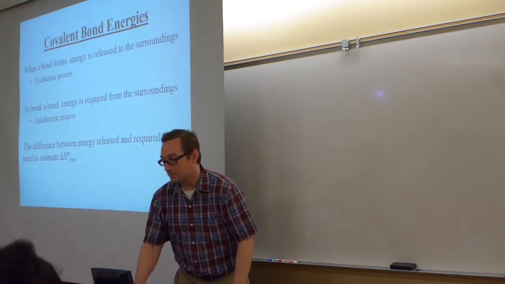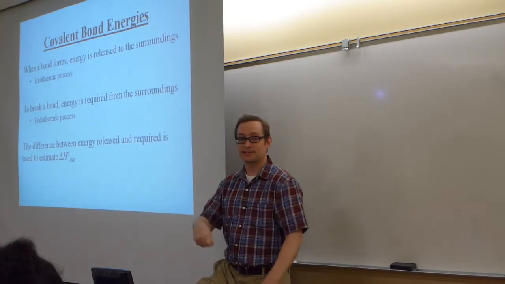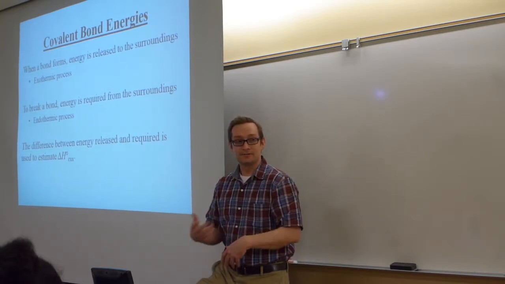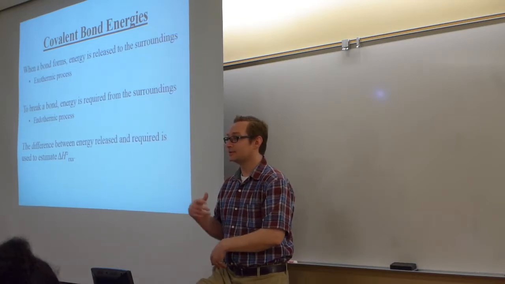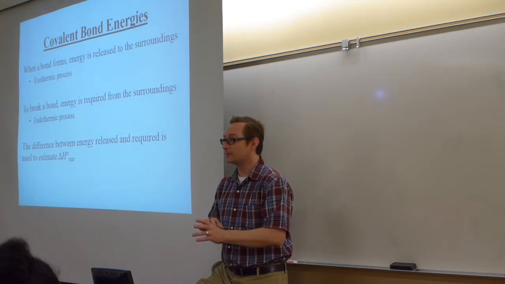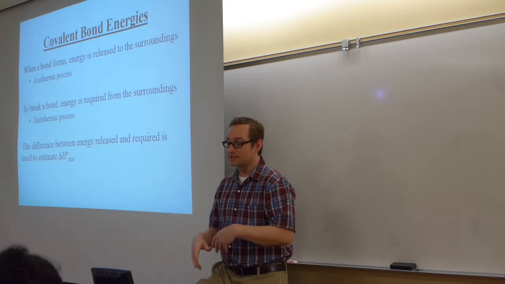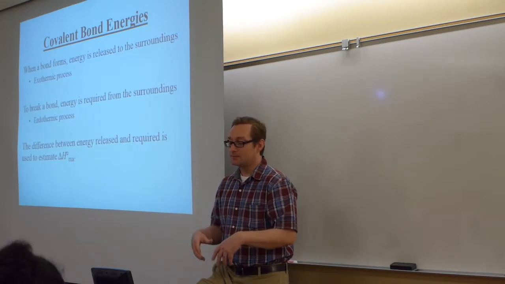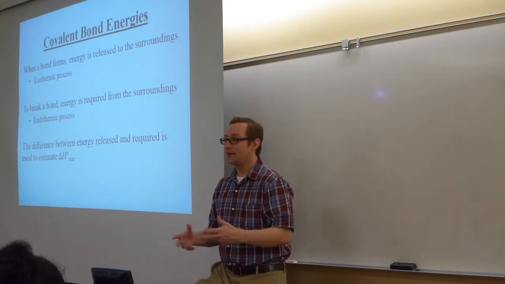So can anyone think of how we calculated enthalpy of reaction from chapter 6? We used a couple of different ways. We used Hess's law, and we used just standard enthalpies of formation, right? Remember that? So this is a way to estimate enthalpies of reaction, but instead of using heats of formation, we're going to use bond energies. Okay, average bond energies.